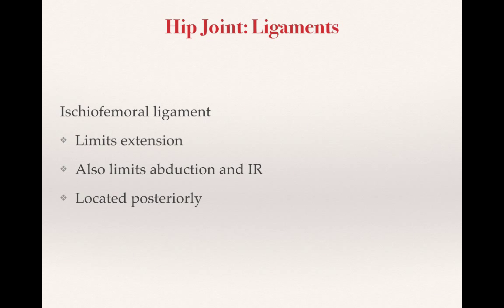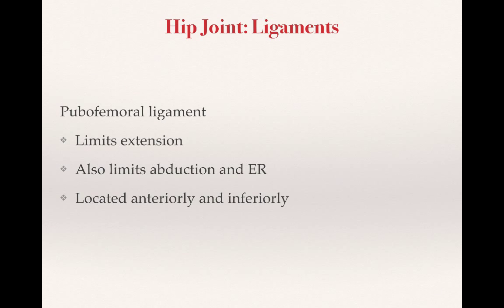The second ligament we'll mention is the ischiofemoral ligament. This again also limits extension, and it runs from the ischial part of the acetabulum to the posterior femur at the neck near the greater trochanter. So this ligament is located on the posterior side of the hip, and in addition to limiting extension, it's also going to limit abduction and internal rotation.